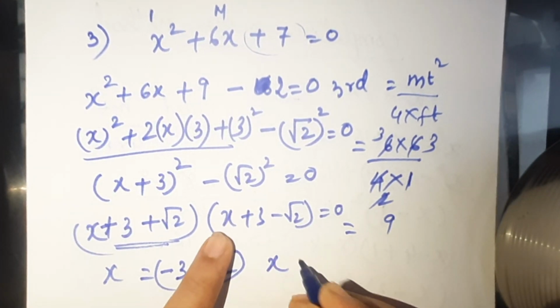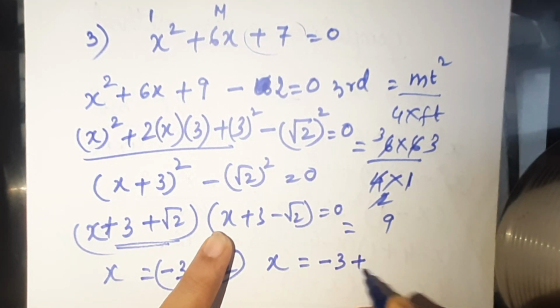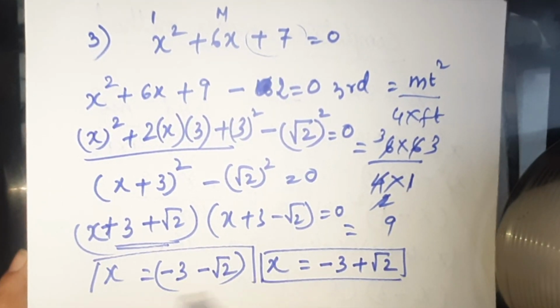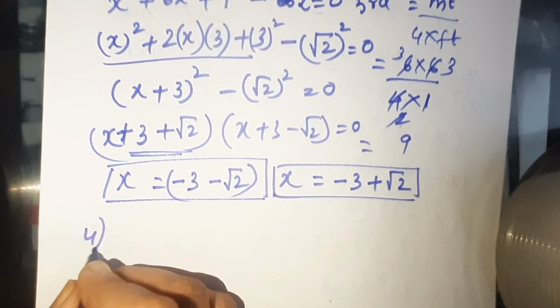In the same way for the second case, making 3 as minus 3 and minus root 2 as plus root 2. So these are our final answers. So I hope everyone is feeling this method to be very easy. Now let's start with one more example.